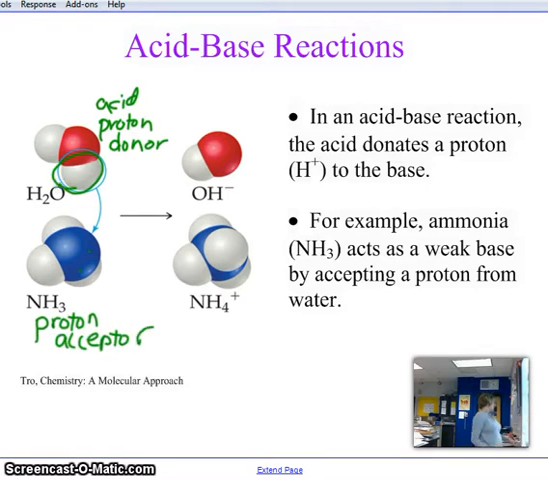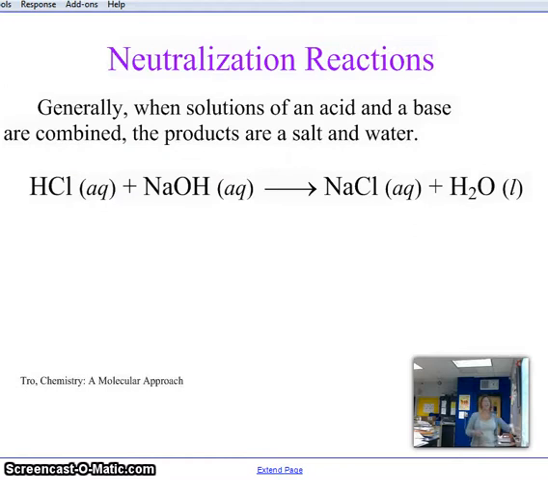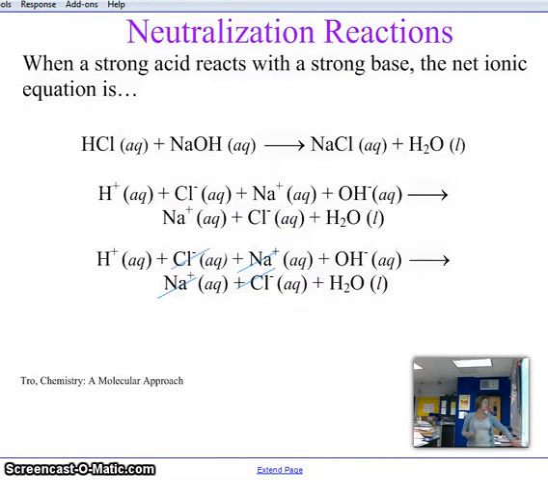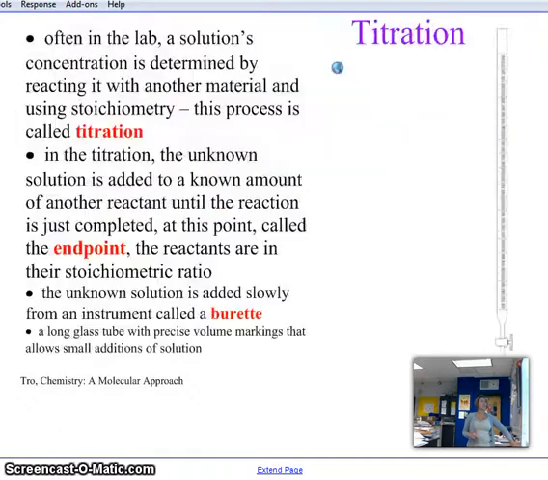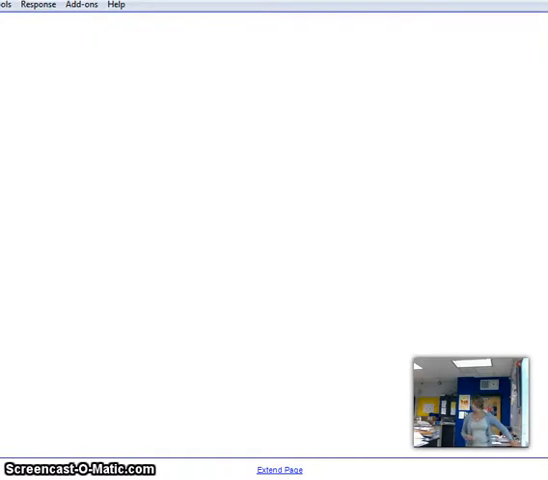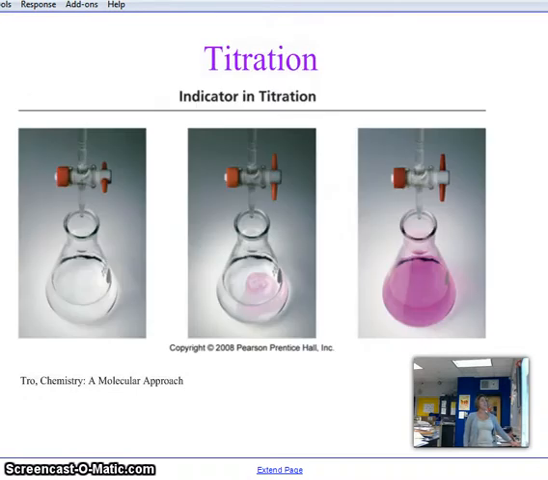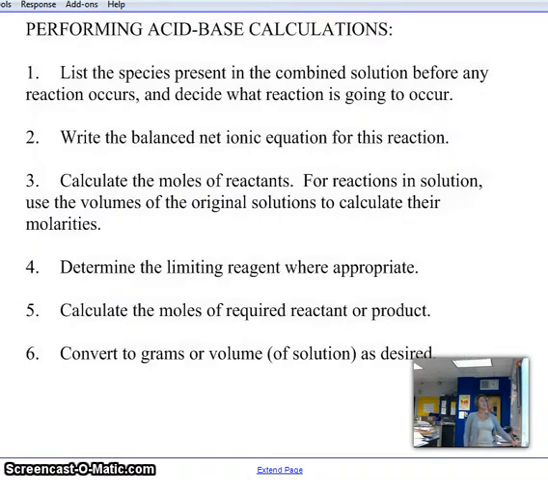Okay. So we call these reactions of an acid and base a neutralization reaction. I know you're dying to get to the nitty-gritty and the problems with these, so let's head to those. We'll do a couple examples. We will be performing calculations with these.